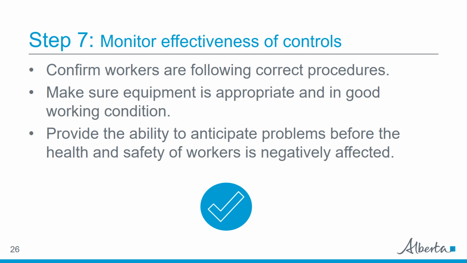Step 7. Monitor the effectiveness of controls. When we introduce controls, we might end up introducing new workplace hazards. For example, the installation of an engineered sound barrier might have a negative effect on airflow, or when using eye protection, it might fog up, resulting in impaired vision. By regularly monitoring and evaluating the controls, confirming workers are following correct procedures, and making sure equipment is appropriate and in good working condition, we can anticipate problems before the health and safety of workers is negatively affected.